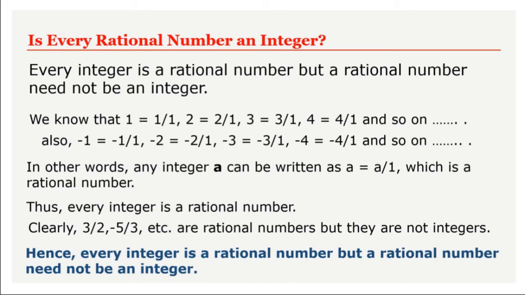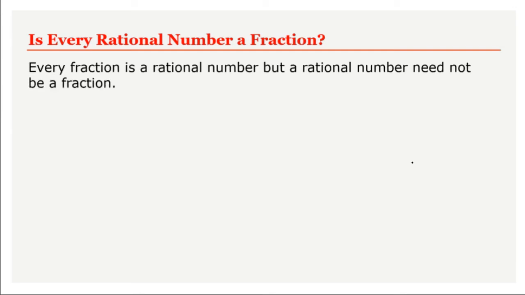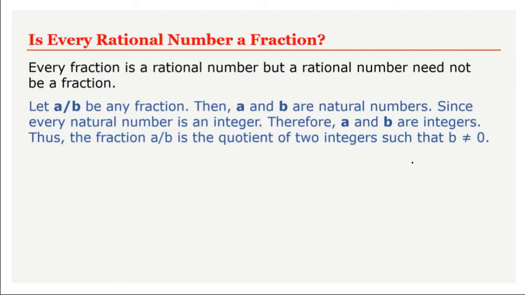Next important question, is every rational number a fraction? Every fraction is a rational number, but a rational number need not be a fraction. Let a by b be any fraction, then a and b are natural numbers. Since every natural number is an integer, therefore a and b are integers also. Thus, a fraction a by b is a quotient of two integers in which b is not equal to 0. So it's clearly a p by q form where q is not equal to 0. Hence, a by b is a rational number.